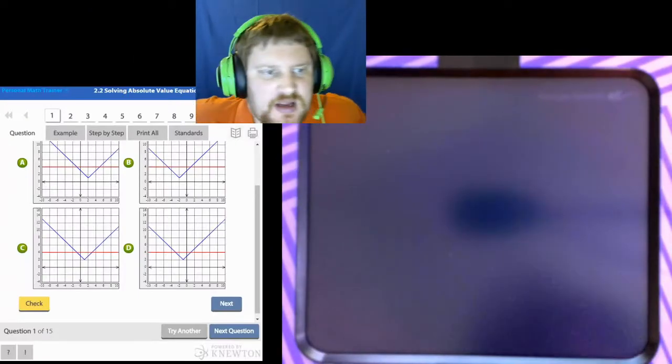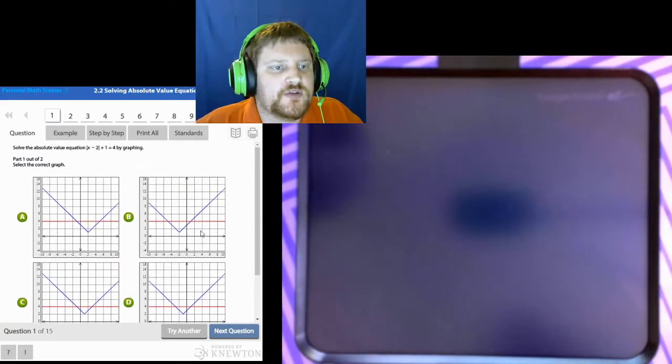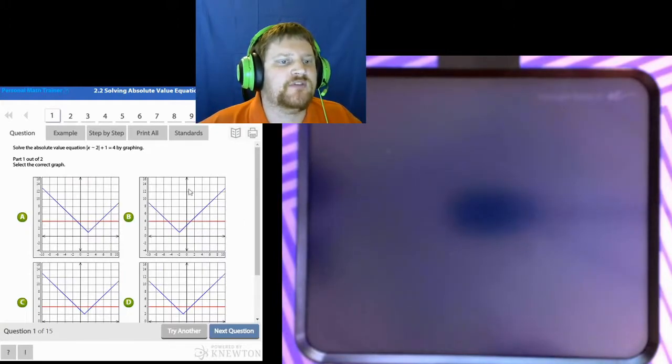Today we're going to be looking at the 2.2 homework section. So let's go ahead and take a look at exactly what it's got set up for us. So this is 2.2, our first problem. It's asking us to solve the absolute value equation by graphing.